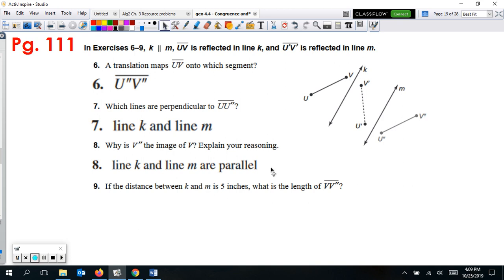And it says if the distance between K and M, right here, if the distance between these two parallel lines is 5 inches, then what's the distance, or the length, of V to V double prime? So our distance from here to here, which is what we just talked about, is twice the amount. So whatever the distance between the lines, the distance from U to U double prime or V to V double prime is always 2 times that amount. So 2 times 5 would give us 10. So it's 10 inches.